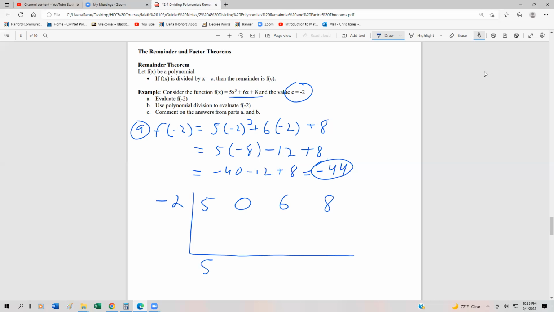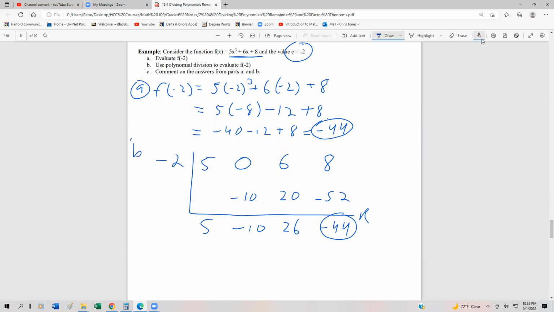If I drop down the 5, that's going to give me -10 right here. And then -2 times -10 is going to be +20, and that's going to be 26. And then if I multiply that by -2, that gives me a -52. And then if I add those together, that gives me -44. And check it out, this is the remainder that we got. So in other words, according to the remainder theorem, f at -2 would be -44.